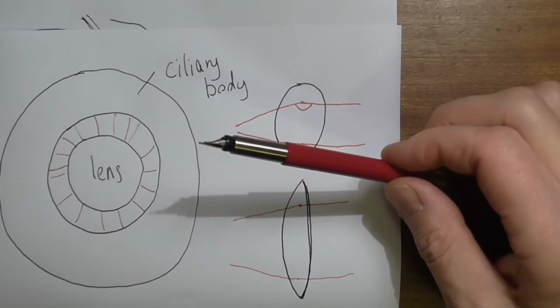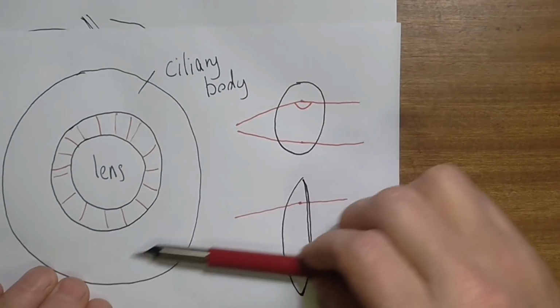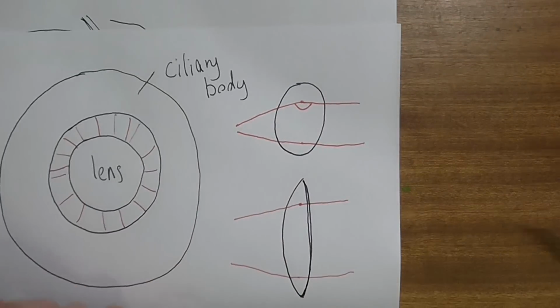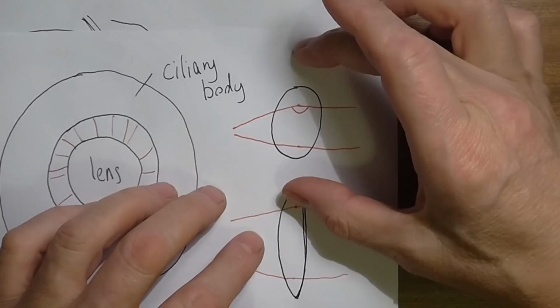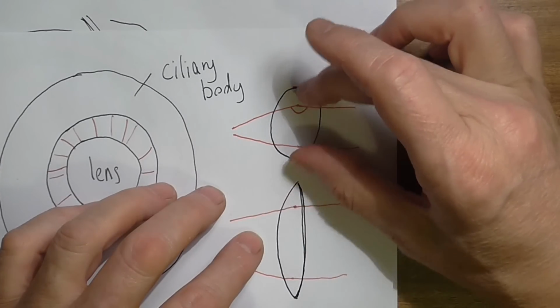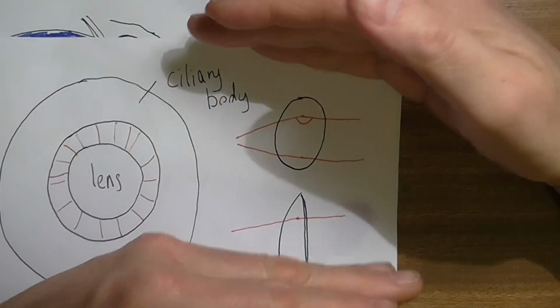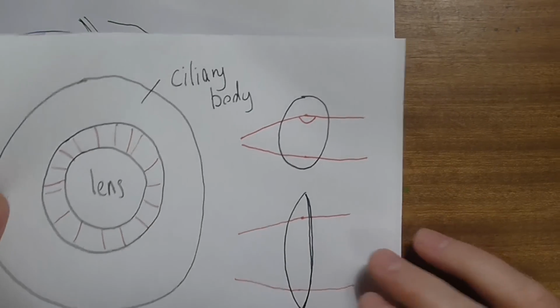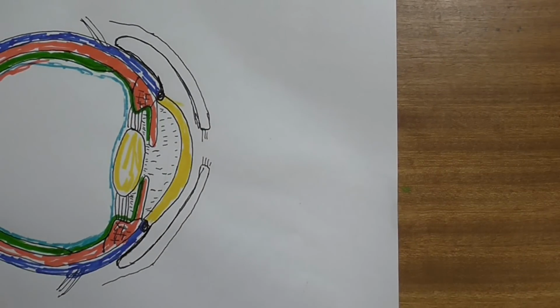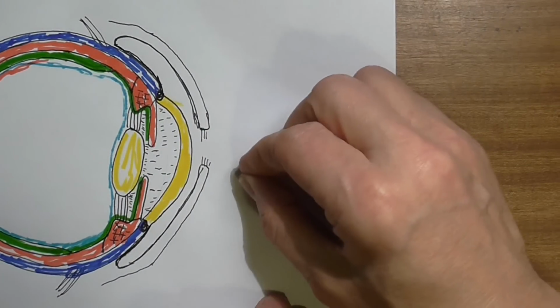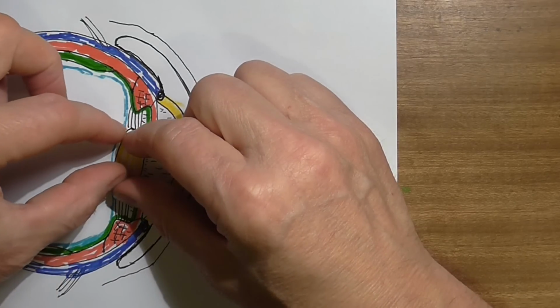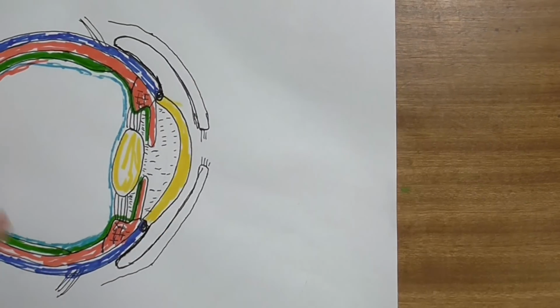So to focus on close objects, the ciliary muscles contract. That relaxes the suspensory ligaments, and when the lens can, it will naturally become short and fat. The elasticity of the lens naturally makes it shorter and fatter, increasing its refractive index. And that's important because light rays from a close object are still going to be diverging, going apart. So they need to be converged more to focus them on the retina.